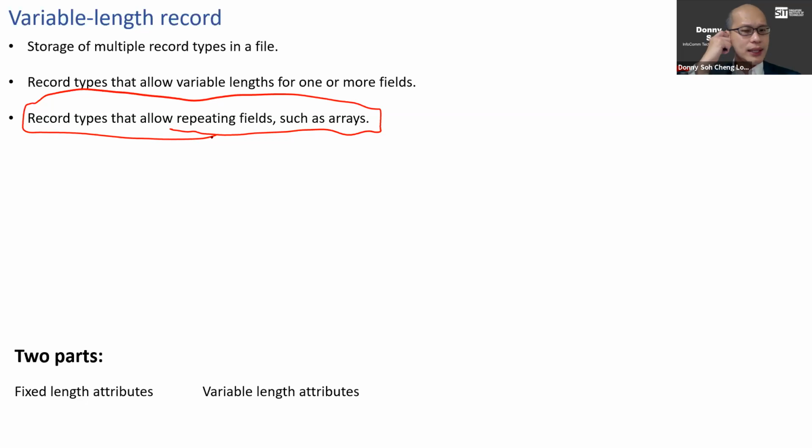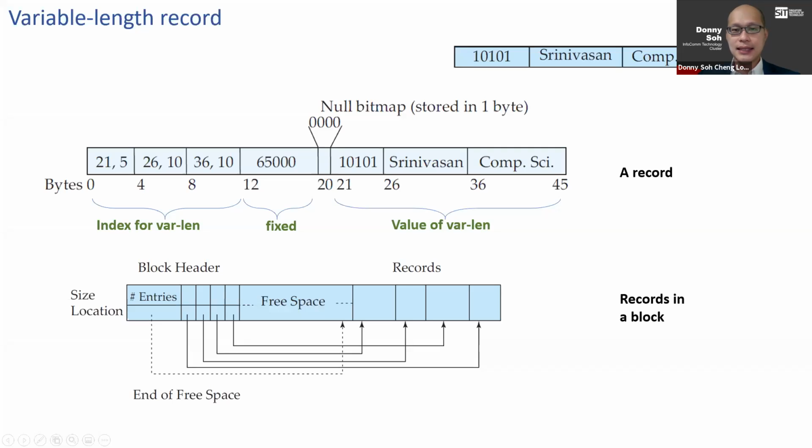So how do we then do this? So let's explore this now. This is an example. So let's look at what this is. So typically we have a block. The first thing we have is we want to store the number of entries there are in a single block. So in this, we have multiple records in a single block.